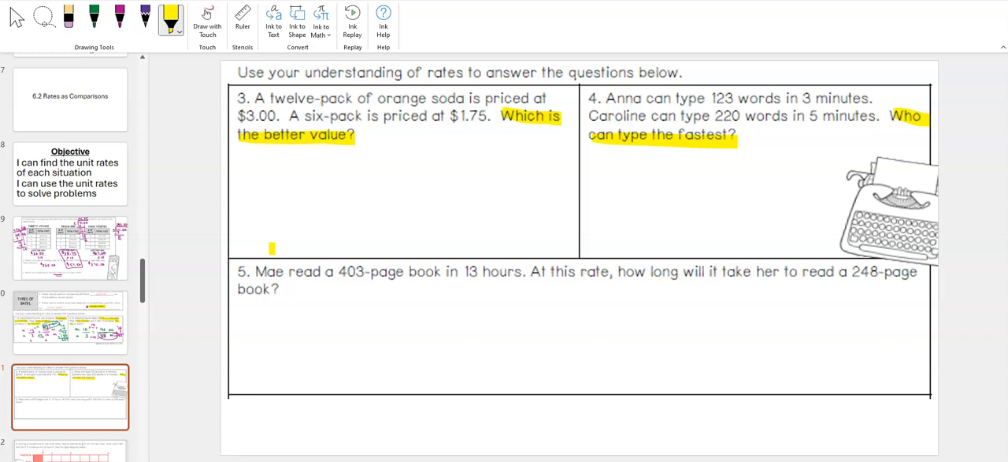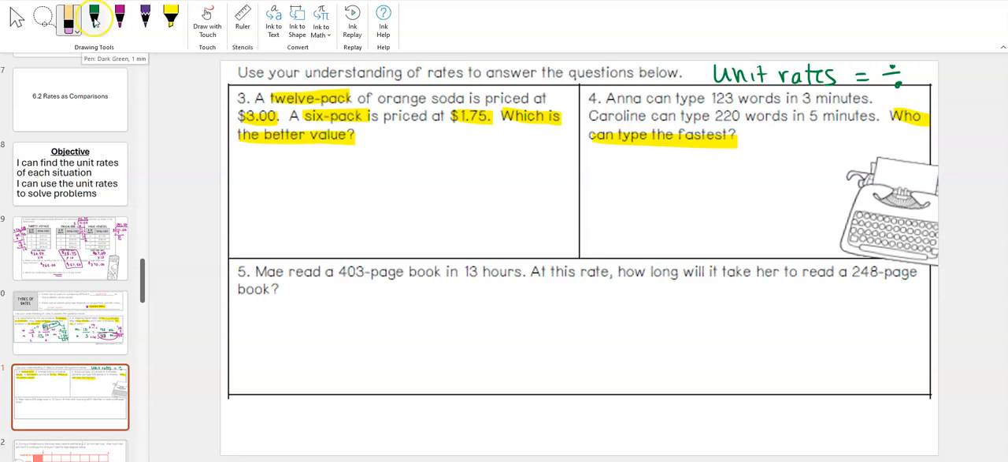Number 3, a 12-pack of orange soda is priced at $3. A 6-pack is priced at $1.75. Which is a better value? So for these, I need to find unit rates. And to find unit rates, hopefully you remember, that means I need to divide.